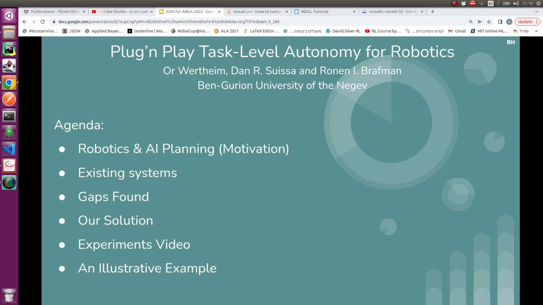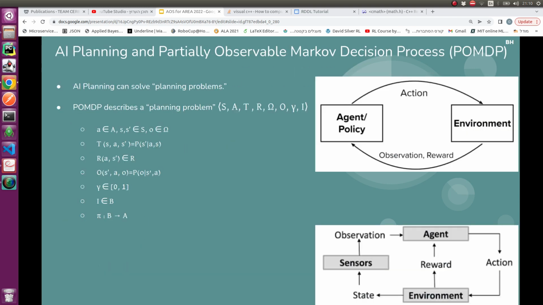We will talk about some background and motivation regarding robotics and AI planning, overview existing systems, talk about the gaps we found, our contribution, an experiment video, and an illustrative example. So let's start with a short recap on AI planning and POMDPs.